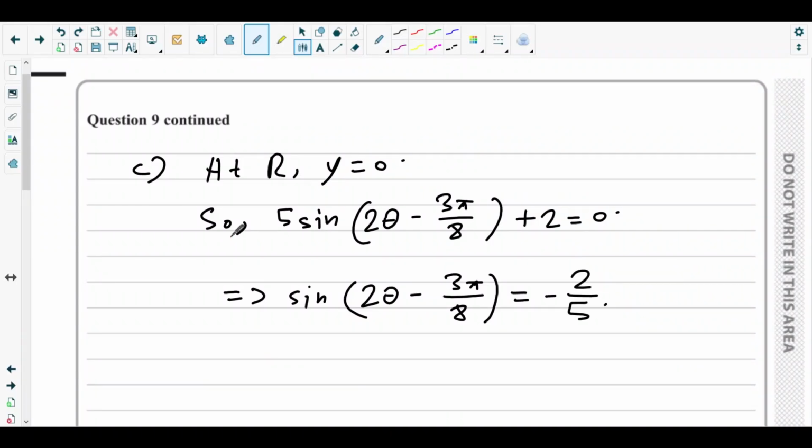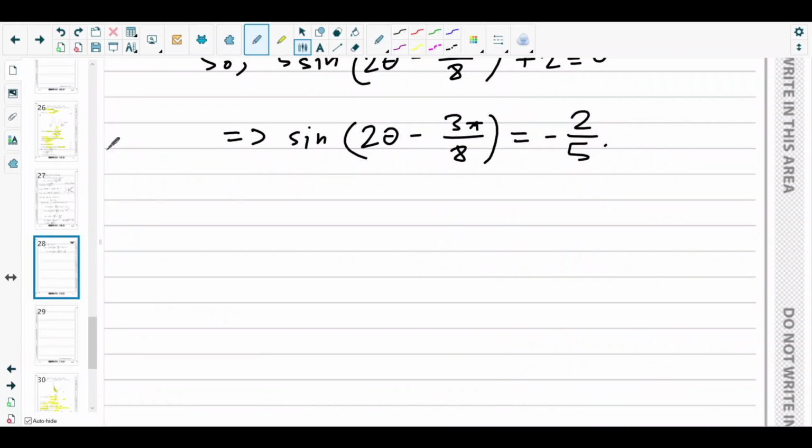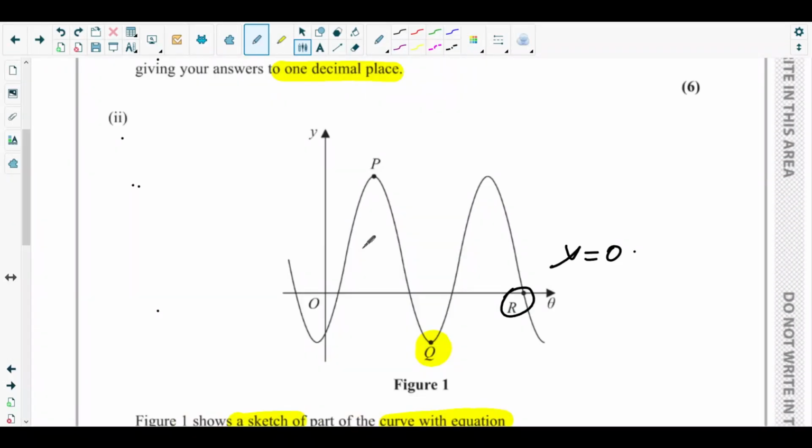Okay, now we need to see Figure 1. Look, point R is basically what? This is the first point where the curve is intersecting the x-axis. This is the second, this is the third, and this is the fourth one. The fourth one would be the value for theta at R. So what did I mean by fourth value?